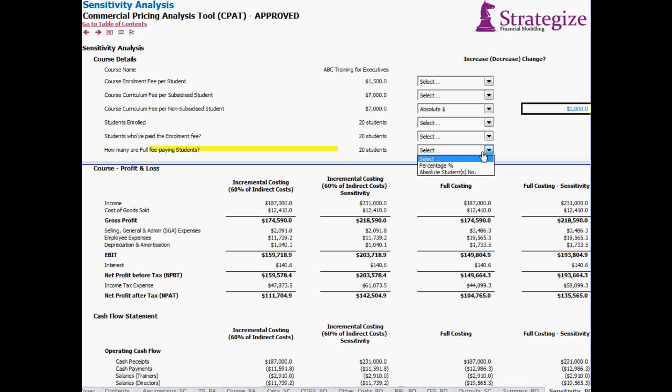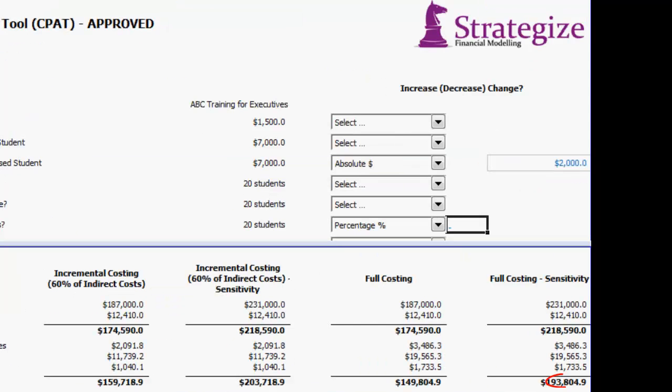However, we must safely assume that if we increase our fees, then we're going to lose some of our students. So I'm going to assume now that the $2,000 increase that we're charging is going to result in us losing 20% of our students. As you can see, even though we've increased our fees by $2,000 and assuming a 20% drop in students, we're only incrementally just ahead.